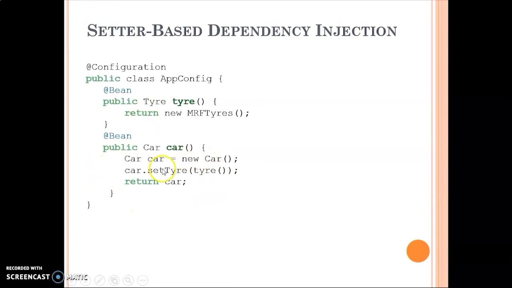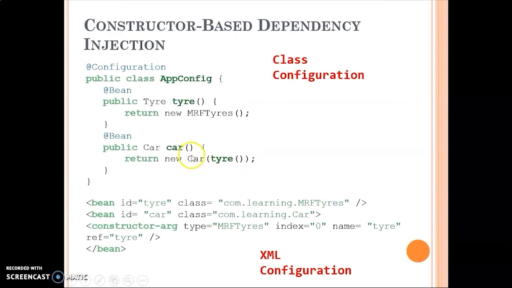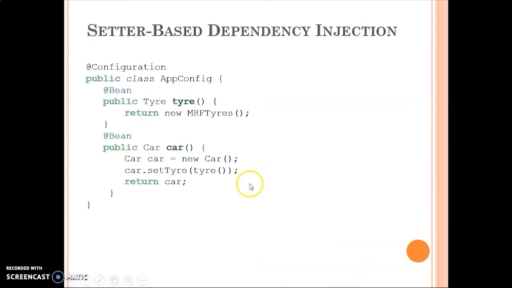And here there is a difference. Here you can see that in the car method, definitely we are creating a car object, but inside the constructor we are not passing any arguments, which was the case here. You could see that inside the car constructor we were passing the arguments, which is not the case here.